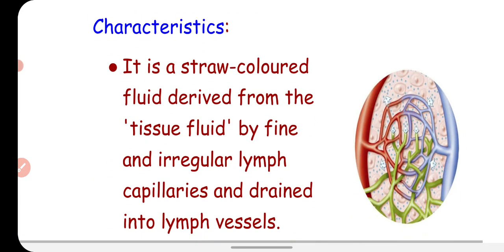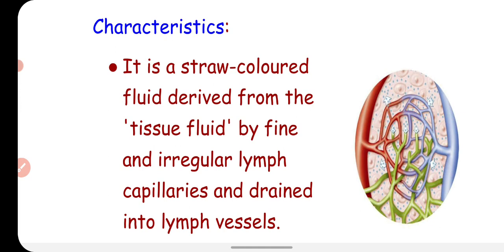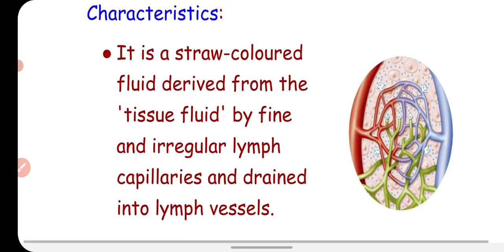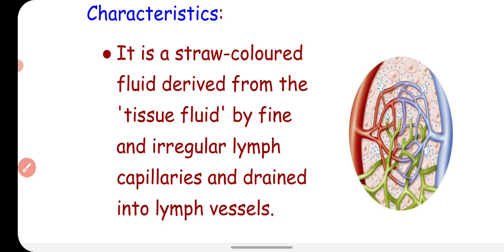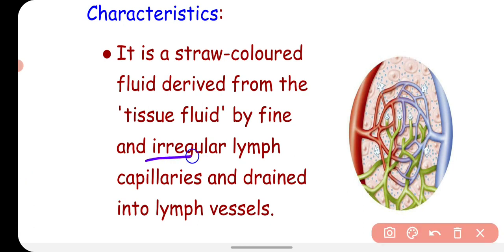Characteristics. It is a straw colored fluid derived from the tissue fluid by fine and irregular lymph capillaries and drained into lymph vessels. Lymph is the straw colored fluid which is derived from the tissue, and it goes into the lymph capillaries, then into the lymph vessels. Here you can see these green vessels are the lymph capillaries that take up the tissue fluid, and that tissue fluid is called lymph.